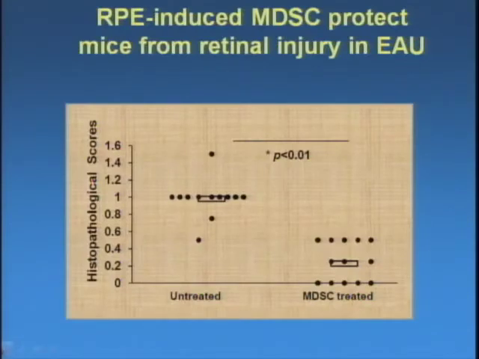It is known that this model is primarily mediated by Th1 and Th17 responses against the IRBP peptide. So what we did is we immunized mice to induce EAU, and after immunization, we gave those mice the RPE-induced MDSC by IV injection. In 21 days, we sacrificed the mice, and Cassie from the co-lab made the sections for us. We sent the sections to our collaborators at the National Eye Institute, and they scored the histopathological scores. The higher the score is, the more severe the retinal damage is.